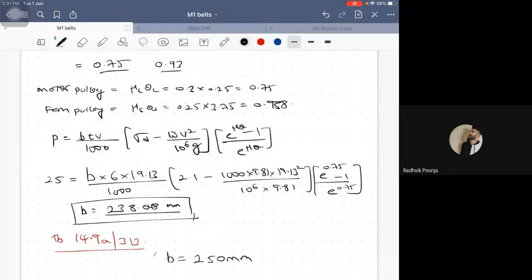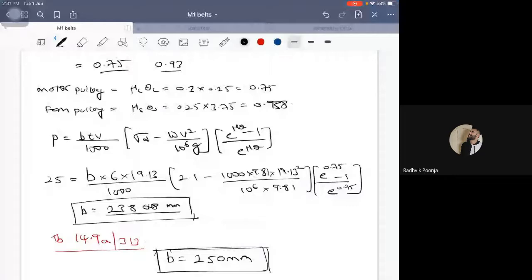If you solve this, you would get 10 marks. A simple one-line substitution problem directly. So if you get 250 mm, you'll be getting 10 marks in your examination.